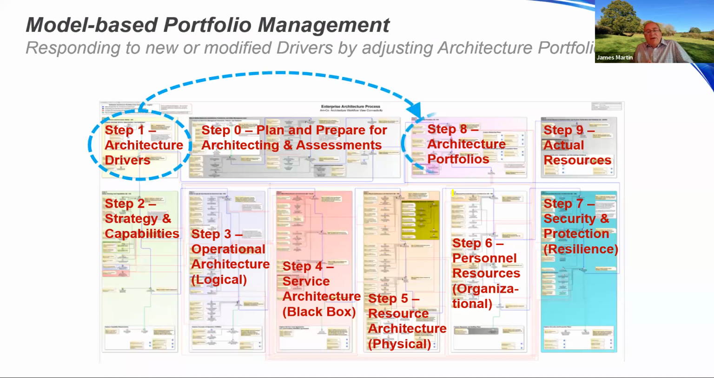One of the things you can use the enterprise architecture for is to do model-based portfolio management. So starting off with your drivers, what's driving the architecture? That's usually goals and objectives of the enterprise. It could be legislation, it could be regulations, it could be stakeholder expectations, whatever the architecture drivers are, and those change over time. So the enterprise needs to periodically adjust their architecture portfolio to respond to these new drivers.